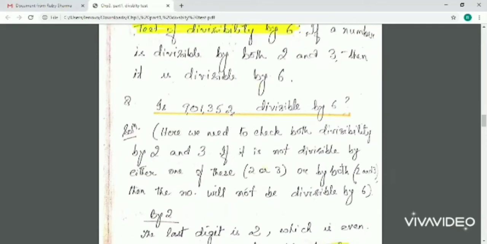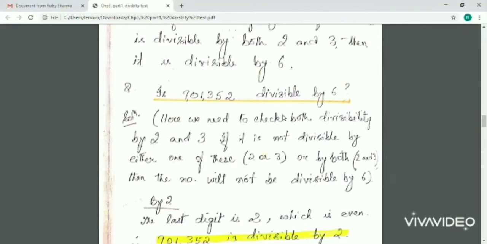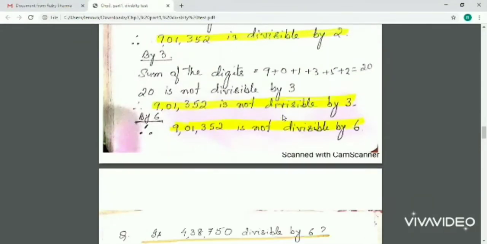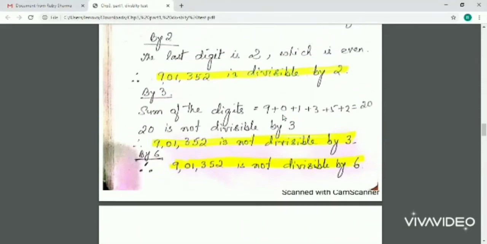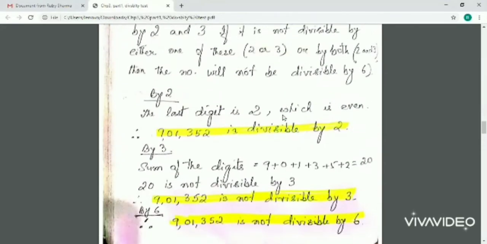So now there is a question here. Is 9,01,352 divisible by 6? I have written like this, stepwise, by 2 first. So the last digit is 2, which is even, so it is divisible by 2. Can you see how I've checked first whether this number is divisible by 2.